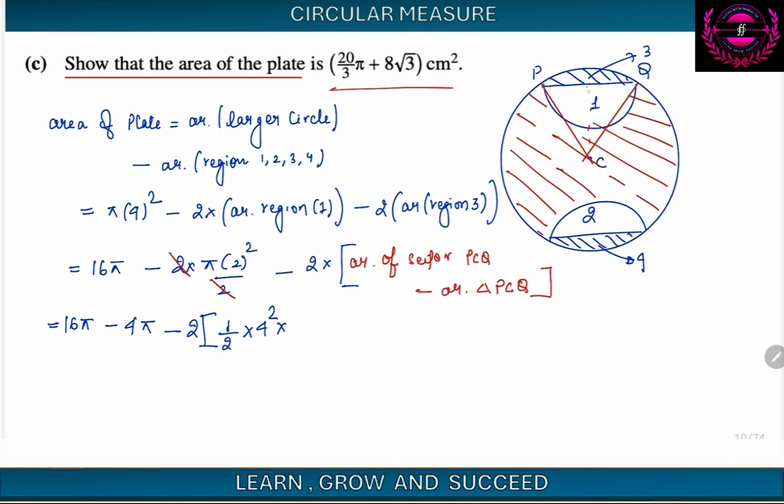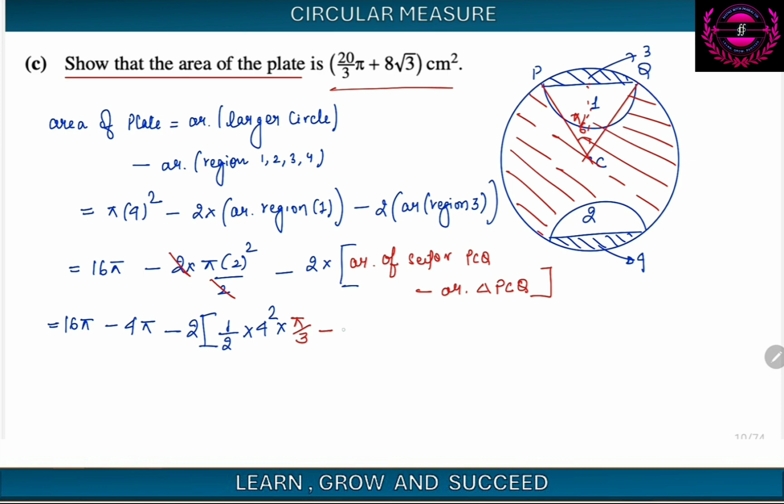So we know that this angle we calculated was pi by 3. So this total angle will be 2 pi by 3 plus pi by 3, which means... not pi by 3. This was pi by 6. Wait, this was pi by 6. This angle was pi by 6. So angle PCQ will become 2 pi by 6, which is pi by 3. So half r square pi by 3 minus area of triangle PCQ.